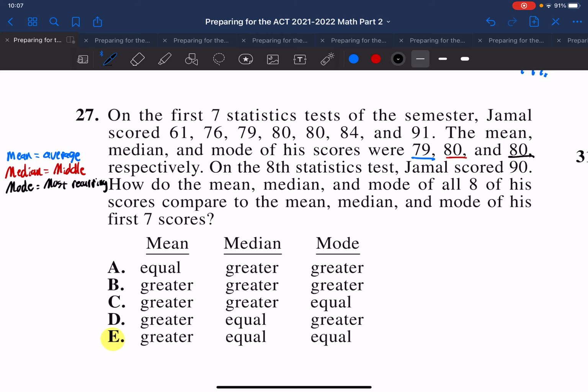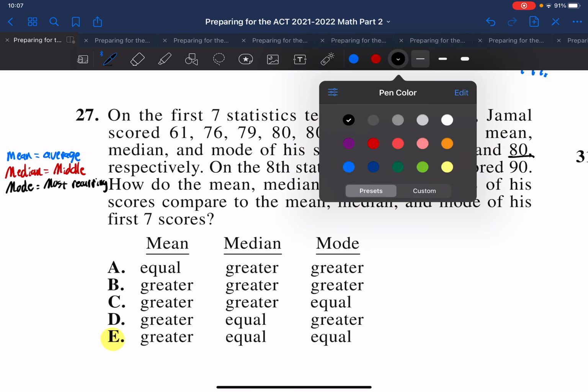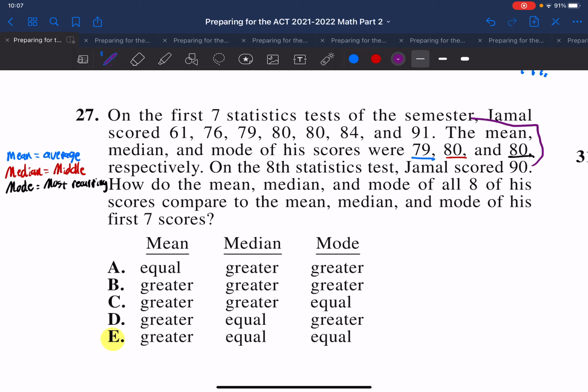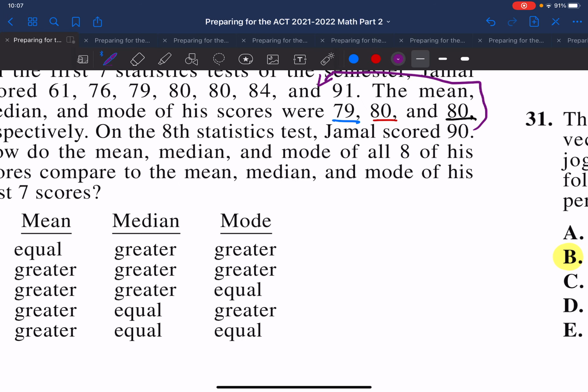So on his 8th statistics test, Jamal scored a 90. How did the mean, median, and mode of all 8 of his scores compare? So what we need to do is take 90 and plug that into the list. That's going to go right in here. So I'm going to go down here and rewrite these numbers: 61. What's nice is in this problem the numbers are in order. 79, 80, 80, 84, 90, and 91. Okay, so now the question is, how do they change?